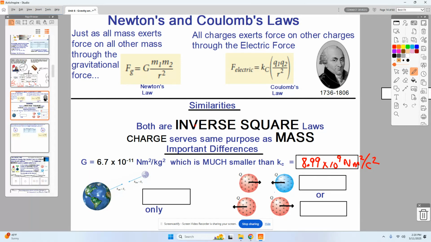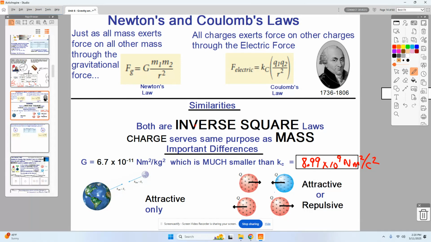Now, gravity can only attract. So as far as we know, gravity is just an attractive force. One mass attracts another mass. However, for electric charges, we can either attract or repel. Opposites attract, likes repel. It really depends on whether or not we share the same sign of charge or if they're opposite. So they can either attract or repel, and the K is much, much stronger.